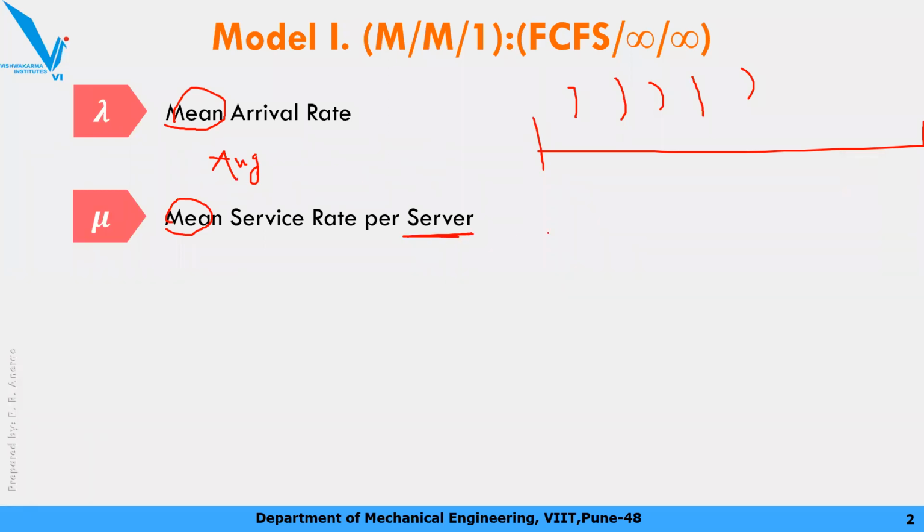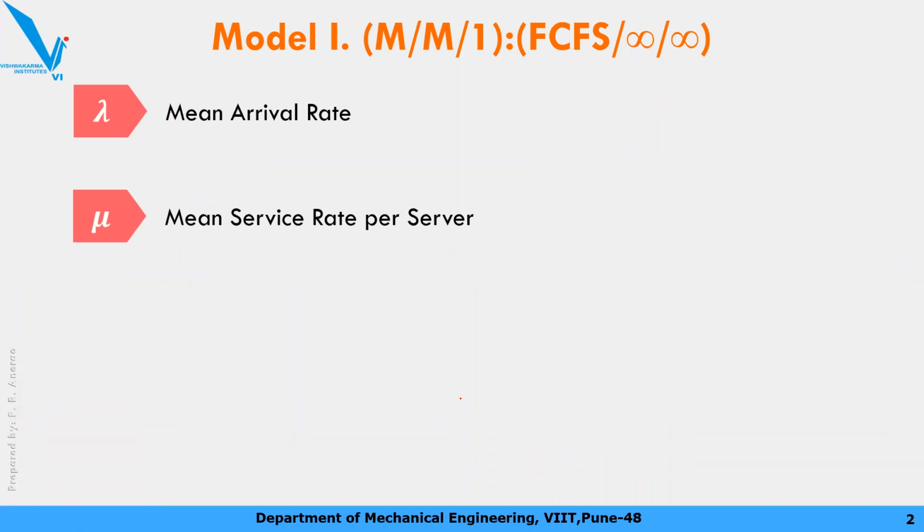Okay. If you are dealing with multiple channels, C stands for the number of servers or number of channels, service stations. This service rate is calculated for a single server. So if you are using more than one server, your total service rate will be C times mu. But multiple channels we will not study in model 1, because in model 1 only one server is present.